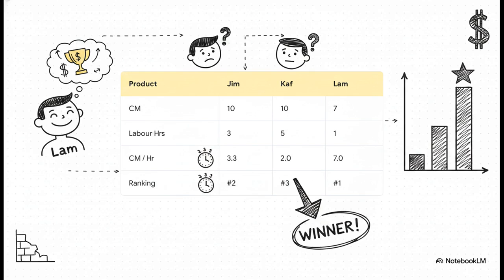When we divide that margin by the labor hours, the reality completely flips. Lamb actually generates $7 of profit per labor hour. It is by far the most efficient use of our scarce time, rocketing it straight to the #1 ranking. That is exactly how you maximize profit when your back is against the wall.